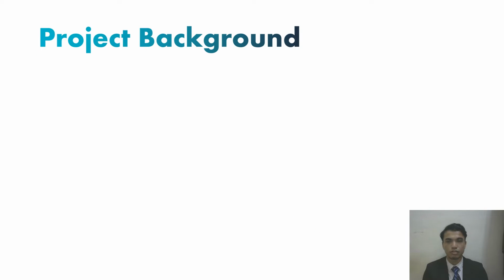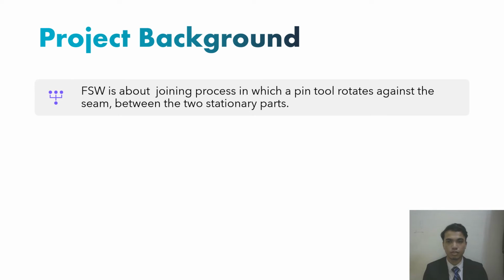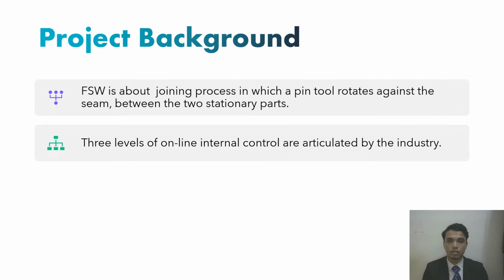So next is project background. Friction stir welding is a joining process in which a pin rotates against the seams between two stationary parts. Three-level online internal control are allocated by the industry. Within the first level, one should be able to detect production of bad welds automatically online.